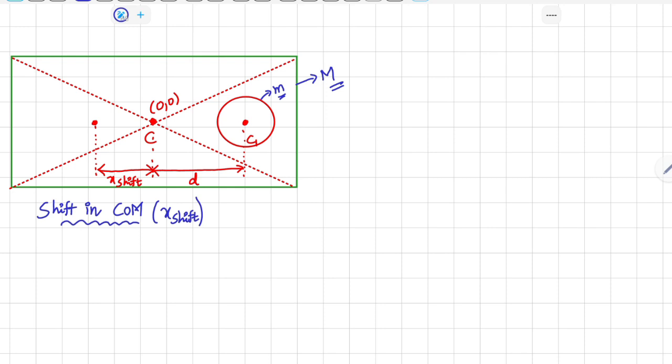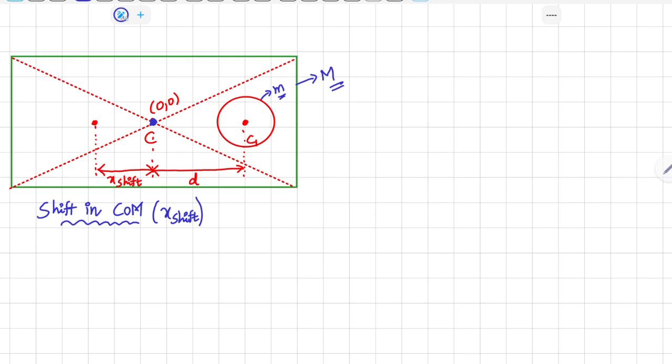Now, before removing this circular portion, the center of mass will be here, which is at the origin. When I remove this circular portion, the center of mass shifts towards the left, because in the previous video we saw that the center of mass lies near the heavier mass. Therefore, there will be a shift in the center of mass. Now we will try to derive the generalized expression for the shift in center of mass.